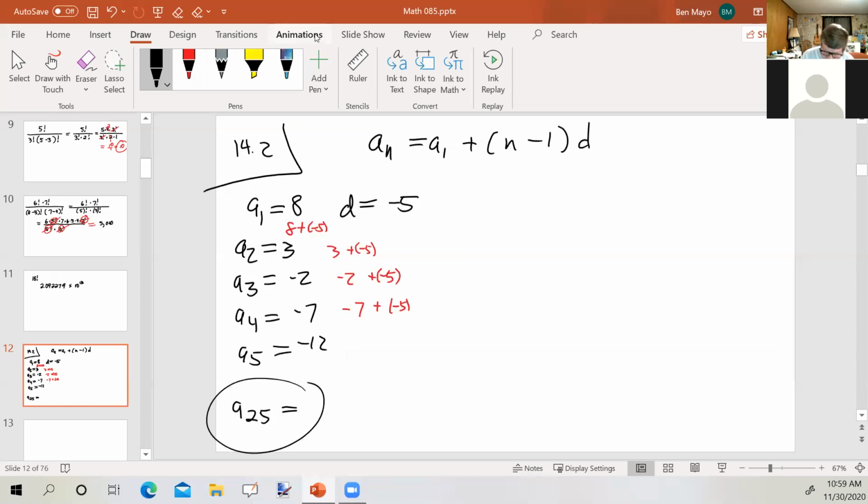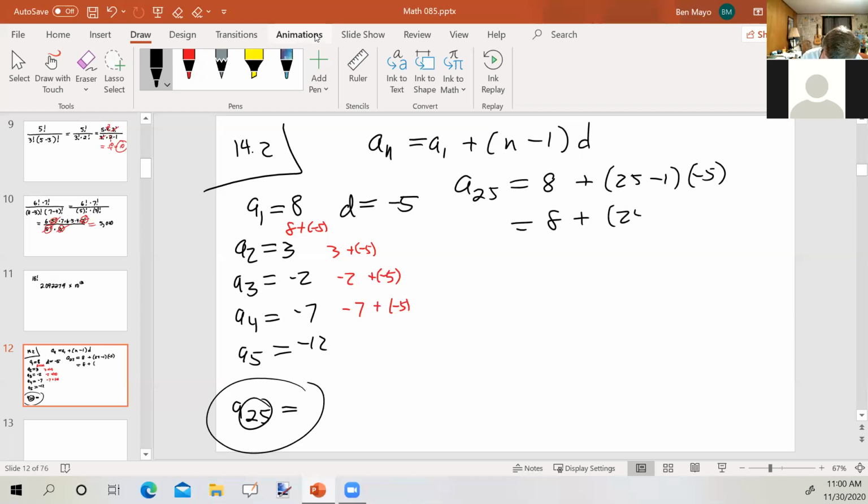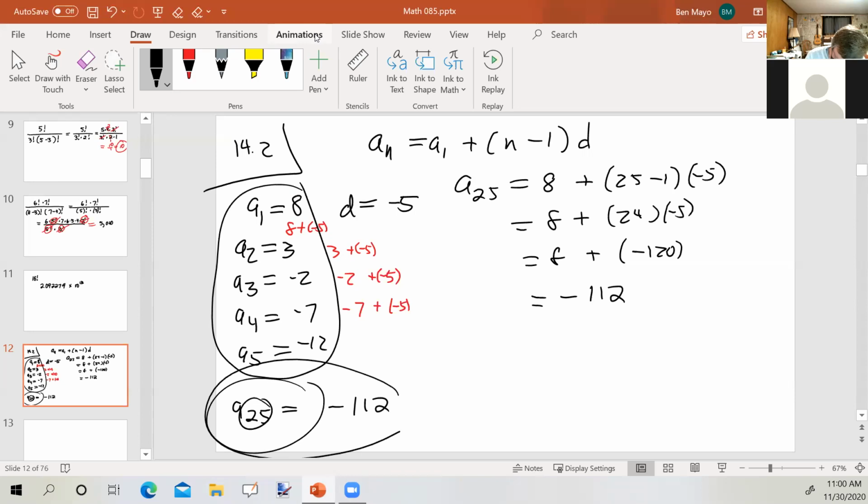To find this term, a sub 25 would be a sub 1, which is 8, plus n minus 1, where n is 25, minus 1 times the common difference, which is -5. So this becomes 8 plus 24 times -5, which is 8 plus -120, which is -112, I do believe. So there's the first 5 terms, and there's the 25th term. Any questions about that example?